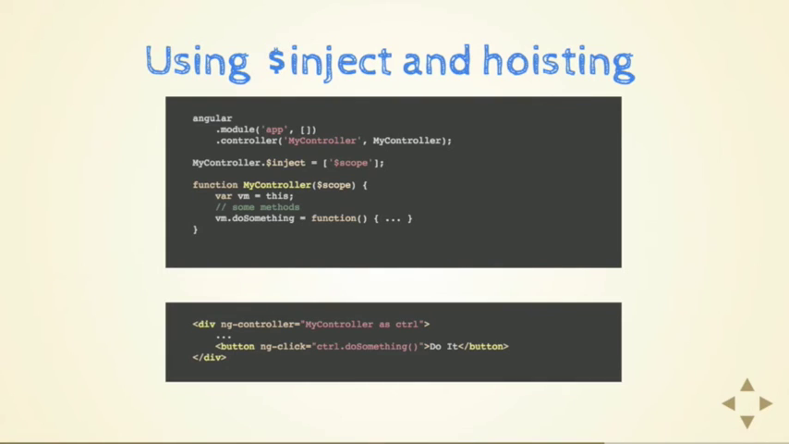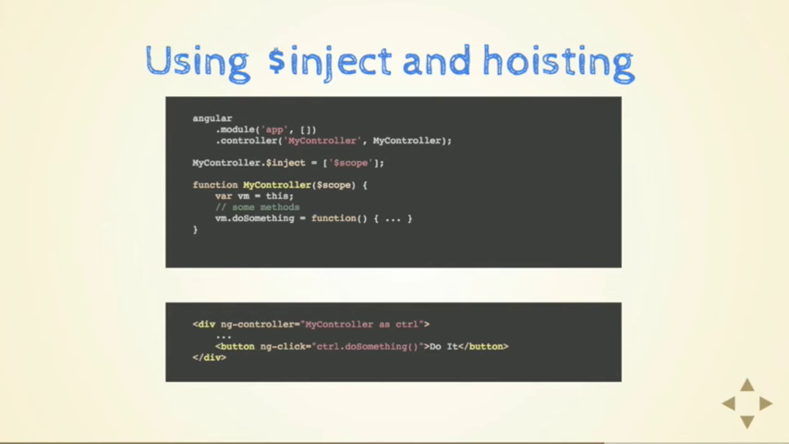Somebody familiar with John Papa's guideline for developing Angular 1: he suggested to use an independent function that uses hoisting inside JavaScript. Just use the controller as syntax and hoisting for the controller function, and a specific property, $inject, for describing what dependencies this controller has.